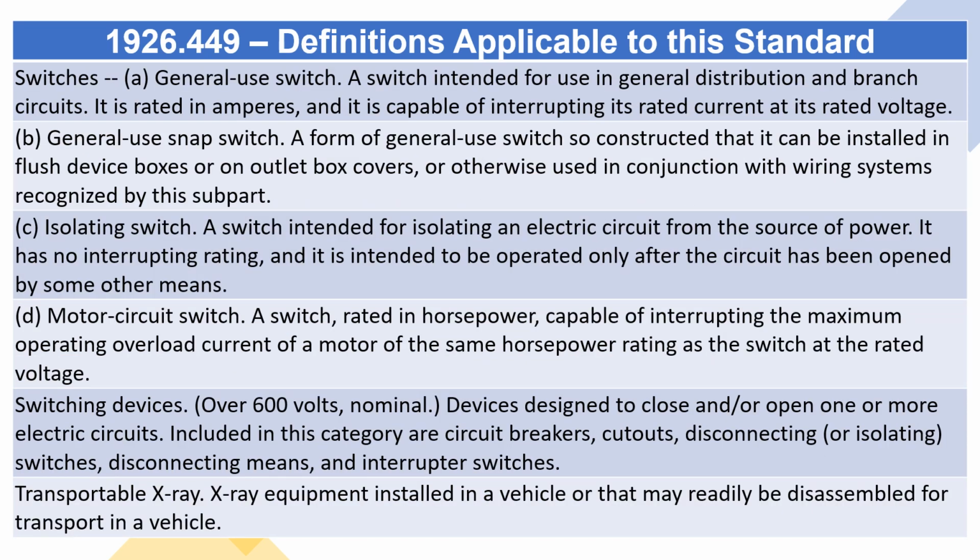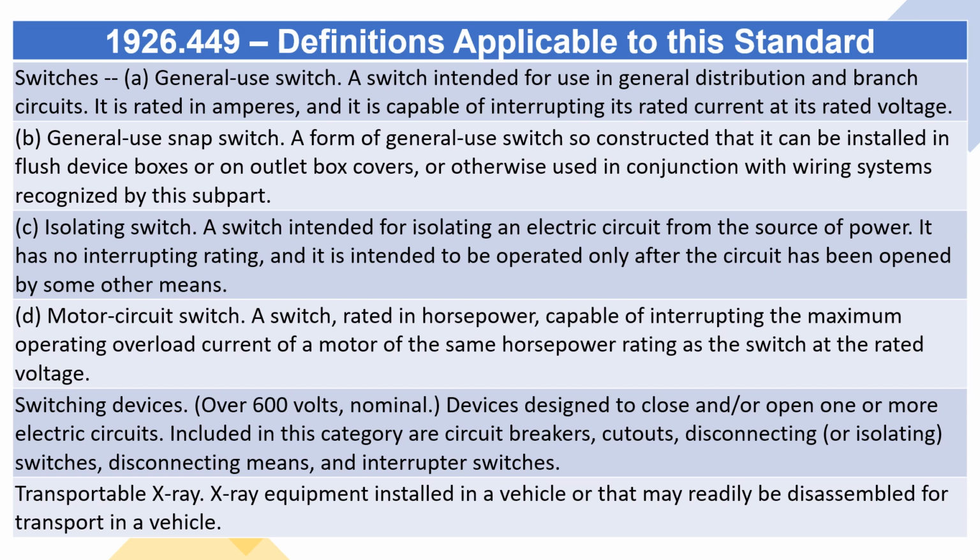Switches. A. General use switch. A switch intended for use in general distribution and branch circuits. It is rated in amperes, and it is capable of interrupting its rated current at its rated voltage. B. General use snap switch. A form of general use switch so constructed that it can be installed in flush device boxes or on outlet box covers, or otherwise used in conjunction with wiring systems recognized by this subpart.